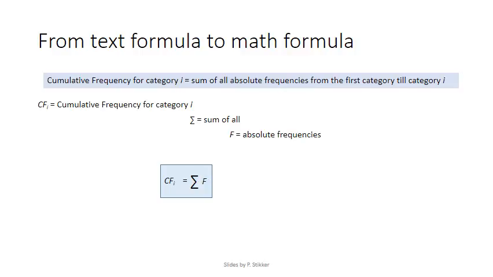And then from the first category, which will be the indication below the summation sign and also below the absolute frequency. I'm using J here because I already used I to indicate which cumulative frequency, so I need to use a different letter up here. So I've chosen J in this case. And then till category I, and that will therefore be on top of the summation sign. And there you have it. This whole thing is a fancy-looking formula to calculate cumulative frequencies.